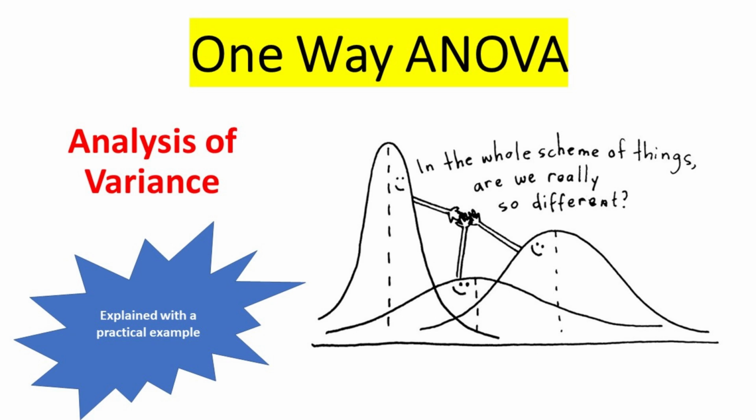ANOVA stands for Analysis of Variance. It is a statistical technique that is used to check if the means of two or more groups are significantly different from each other. We will see how one-way ANOVA is calculated.